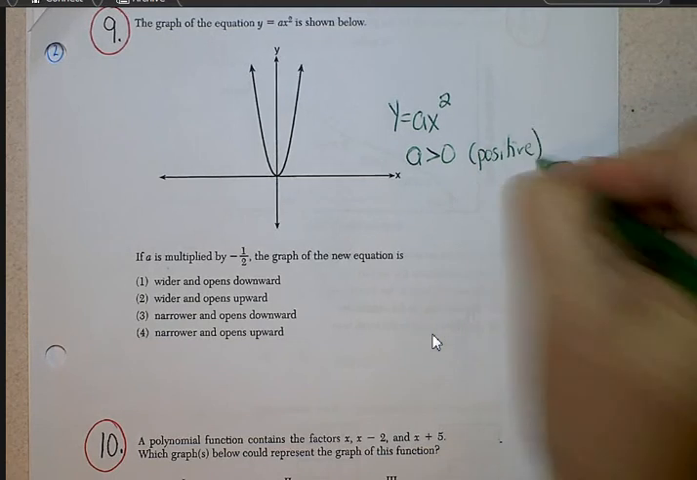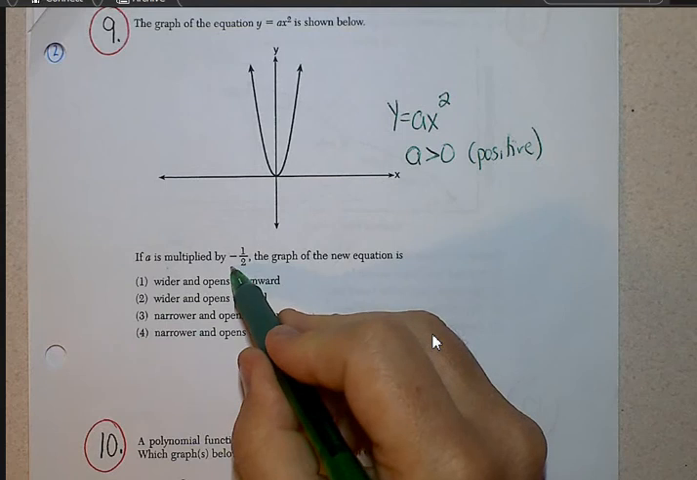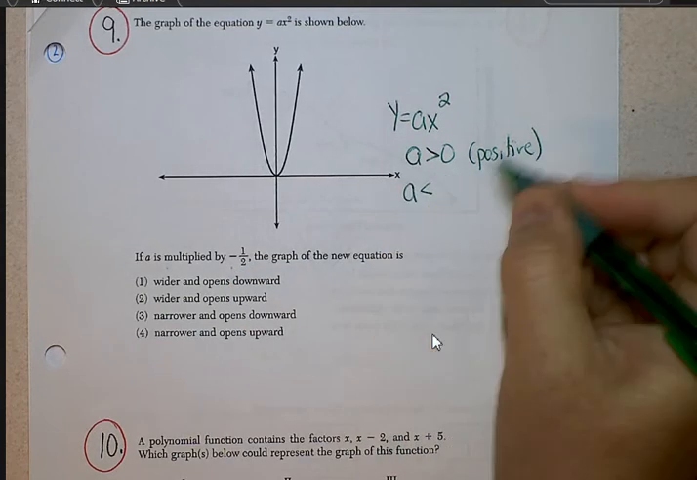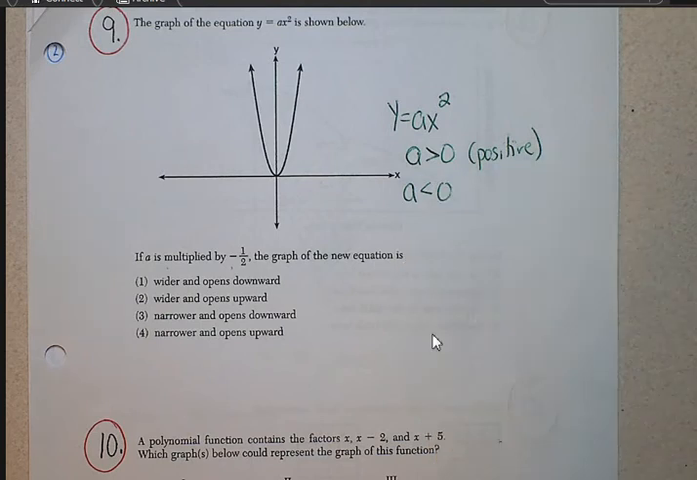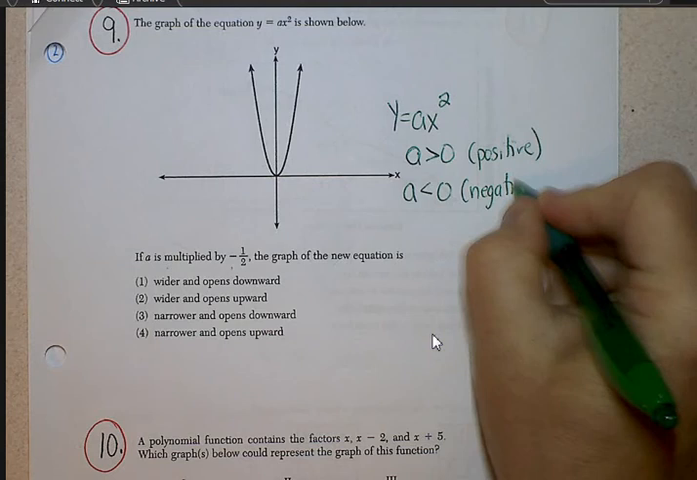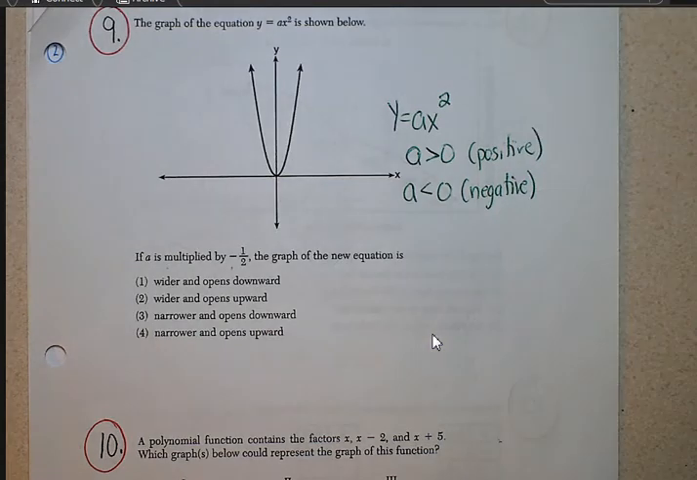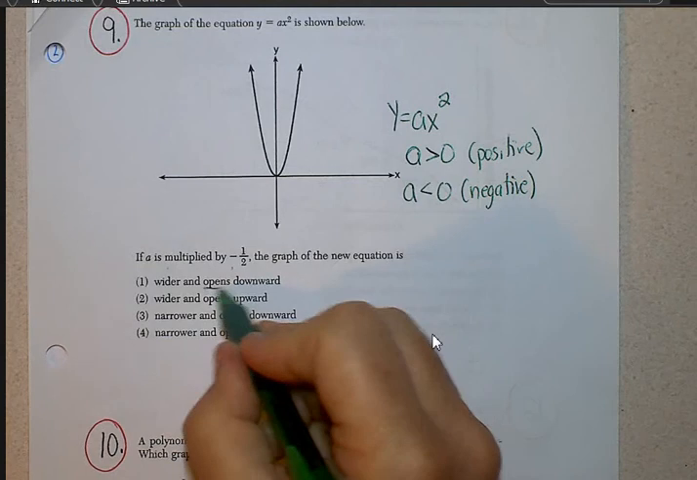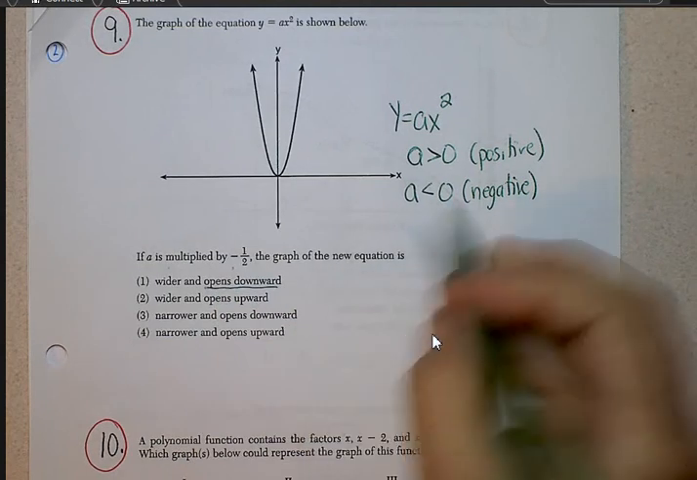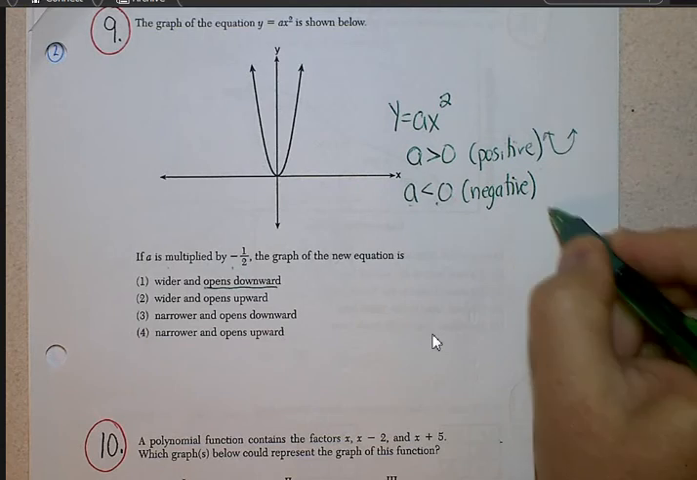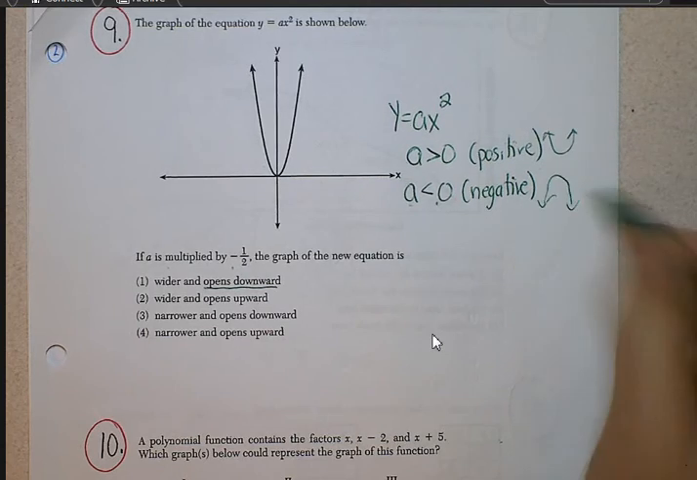Okay? If we multiply that positive number by a negative 1/2, then a is going to become some value. We don't know what it is right now, but it's going to become less than 0 or negative, because a positive times a negative is a negative. So we're looking for a graph that opens downward, because that's what happens when, again, a is positive, the graph opens up, a is negative, the graph opens down. So we want a graph that opens downward.